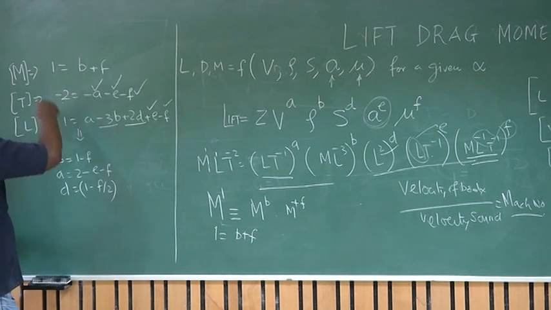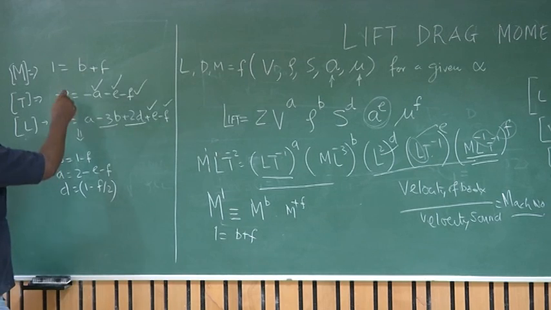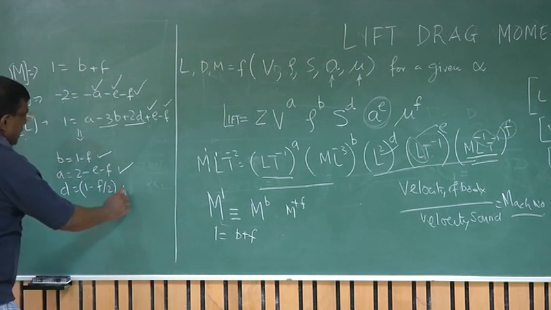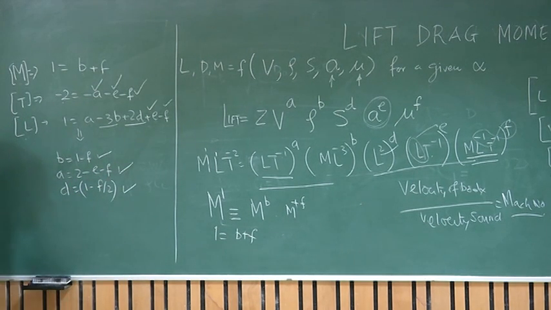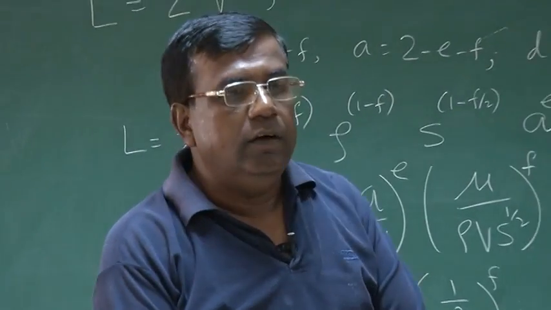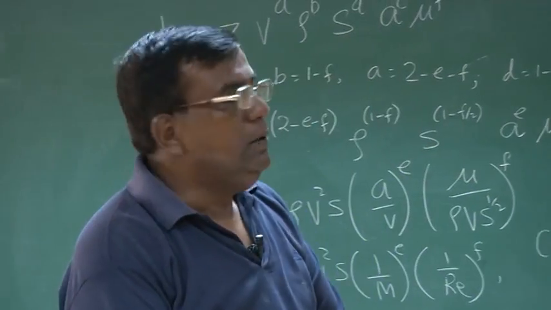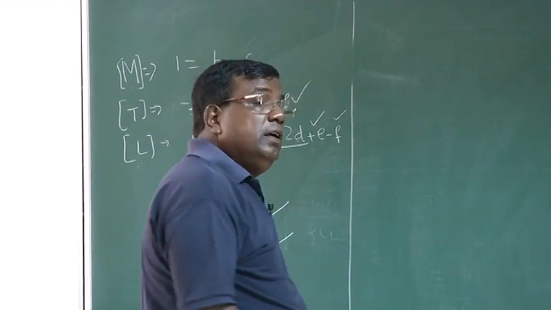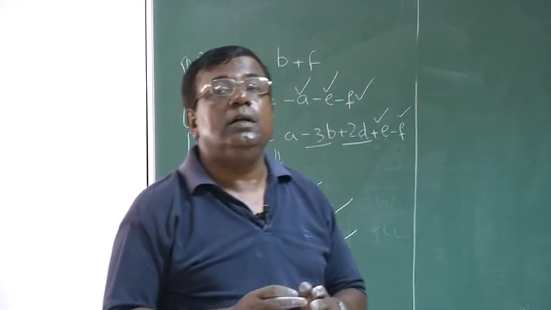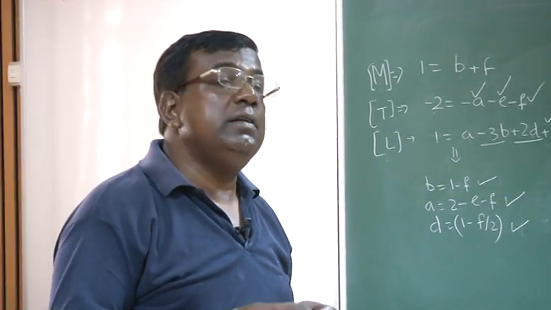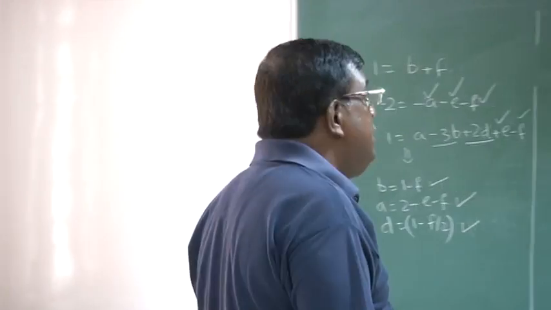Now if I do some rearrangement, I can show that b equal to 1 minus f, a equal to 2 minus e minus f, and d equal to 1 minus f by 2. Okay? We were discussing the utility of dimensional analysis approach to understand the CL, more particularly the form of CL. That is, CL for a given angle depends upon what? Okay? And try to add physics to it.